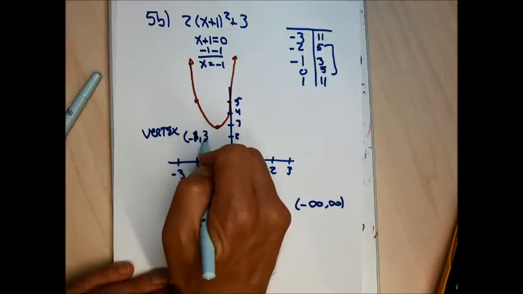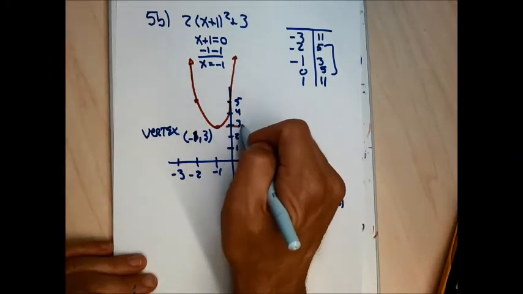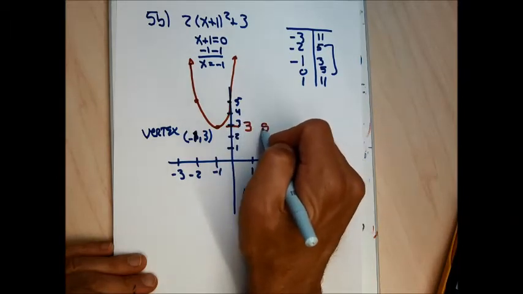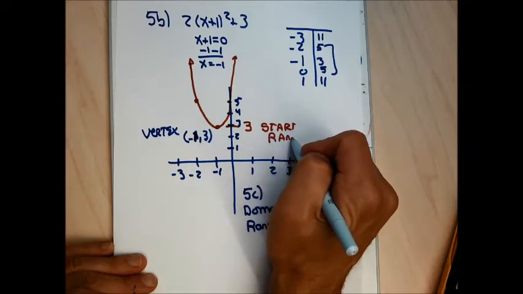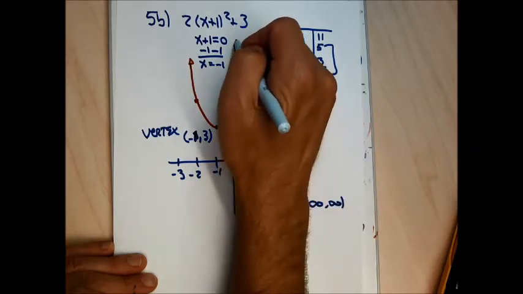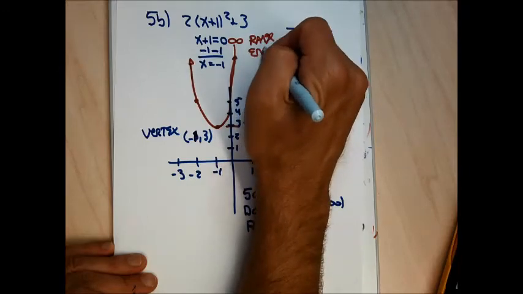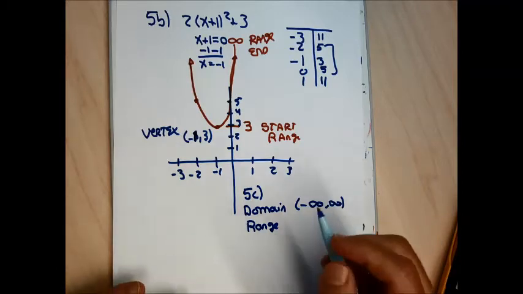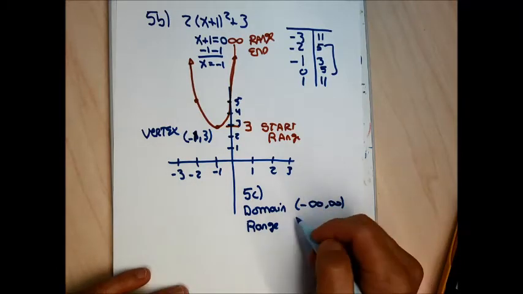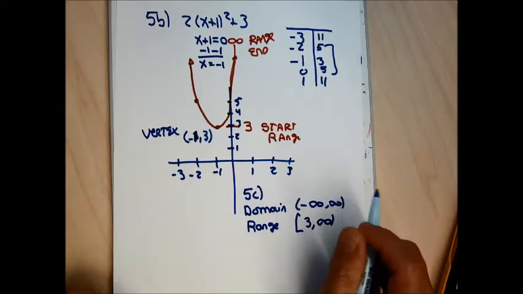-1, 3. To do the range, the vertex is at the bottom of the graph. The range is going to start at y equal to 3. And then the graph goes up to the top of the y-axis, which has a y coordinate of infinity. The range is going to end at y equal to infinity. So my range is going to be 3 to infinity. Square bracket on the 3 because it's an actual point on the graph.